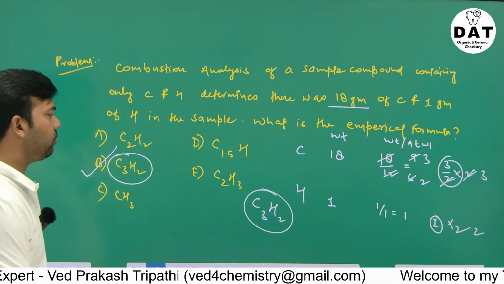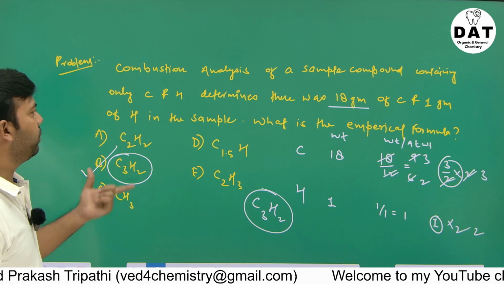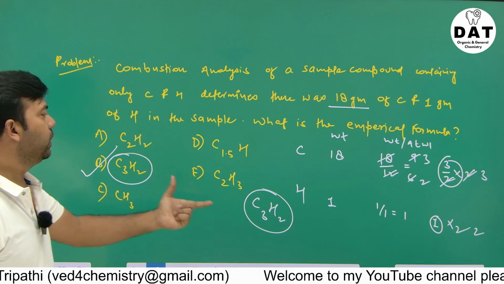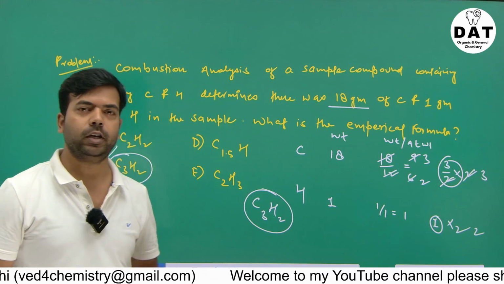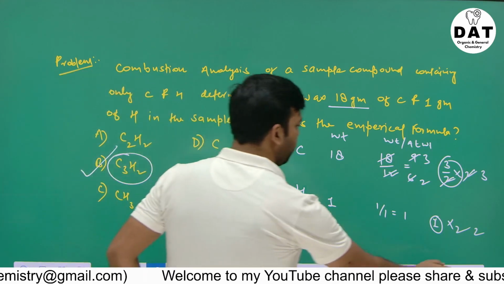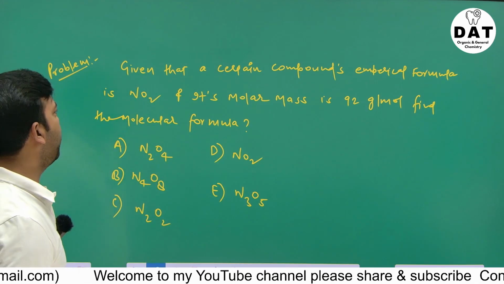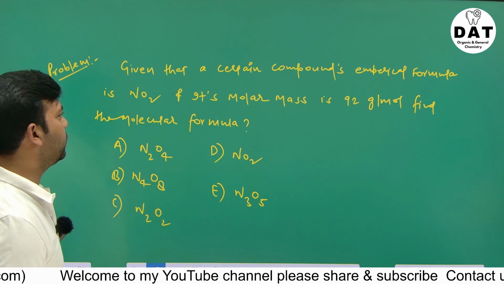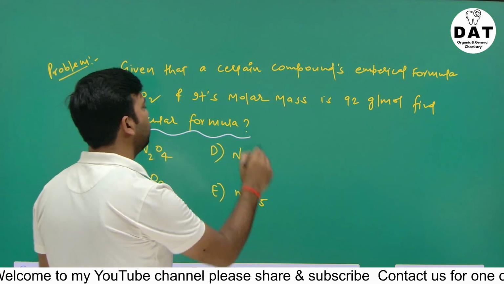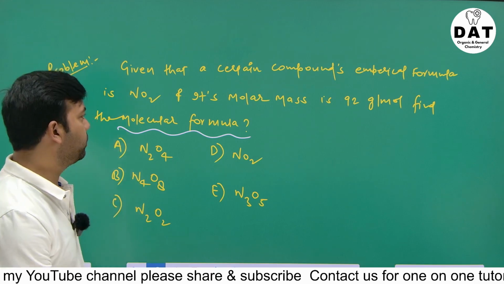Clear? Simple. And suppose you have to find out the molecular formula, but we don't have the molecular formula weight. If the molecular formula weight is given, then we can figure out the molecular formula quite easily. It's just N times the empirical formula. Now the next question. Given that a certain compound's empirical formula is NO2, its molar mass is 92, find out the molecular formula. These questions are given in very good practice material.